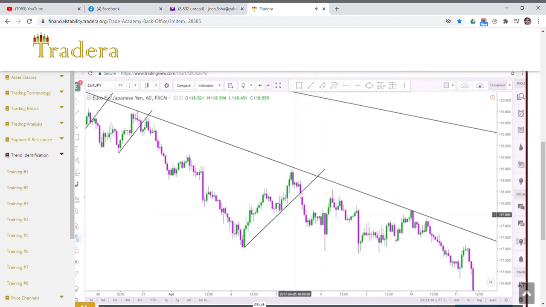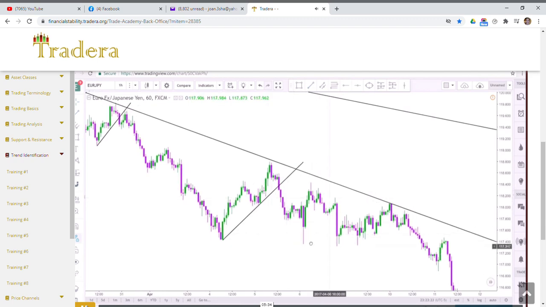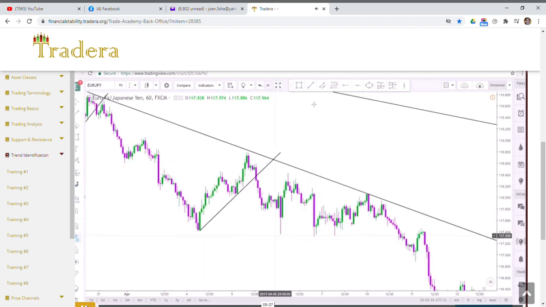Boom, breaks and sustains outside. Now this one, for me, took off pretty quick, and plus there's this little mini S&R zone right here. So I wouldn't have sold this, I wouldn't have been in this, and that's fine. Get the next one, right?